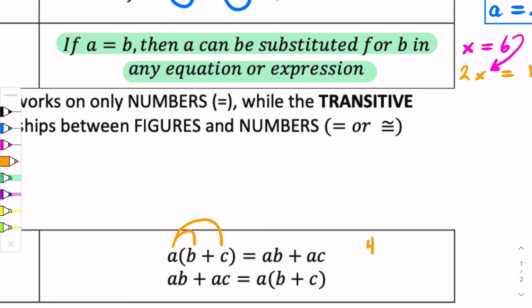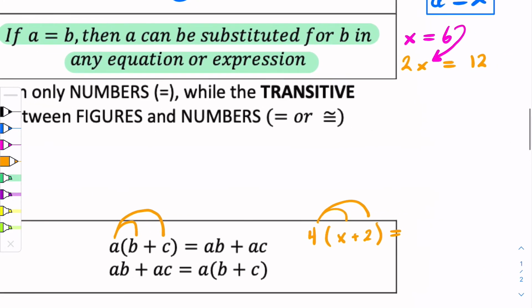Another example could be 4 multiplied by x plus 2. If we use the distributive property here, we distribute 4 times x, which gives us 4x, and 4 times 2, which is 8. This is your solution using the distributive property.